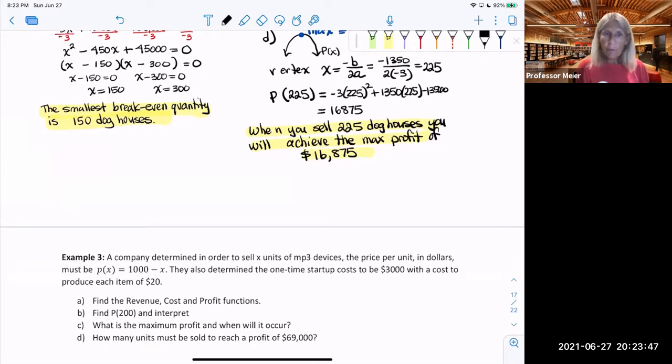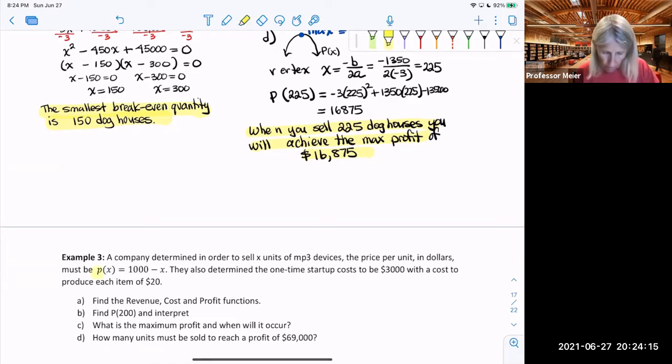And in example 3, I'm going to show you how you can do the quadratic formula using your calculator, okay? Because a lot of these problems, we don't need to do all the algebra on them. We need to set them up and use technology lots of times. It speeds things up, right? Okay, so example 3, we have a company. They're going to sell X units. So X is the quantity of MP3 devices. The price per unit in dollars is given here.